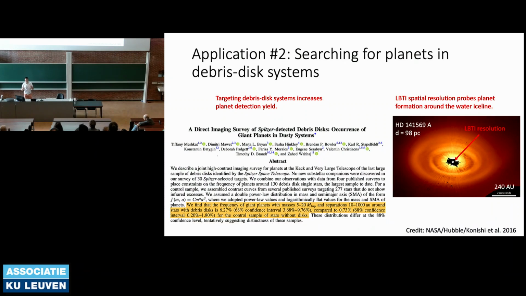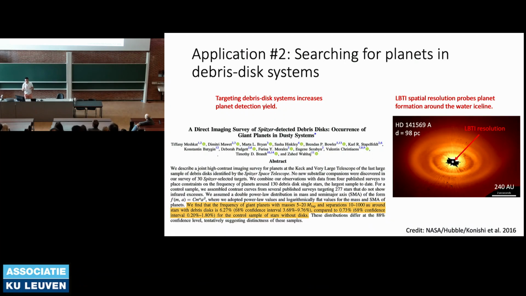So why can we not do it now? Most of the time, those planets tend to form around ice lines, right? Water ice lines, CO ice lines. But the ice lines around those nearby stars tend to be very close to their host star.